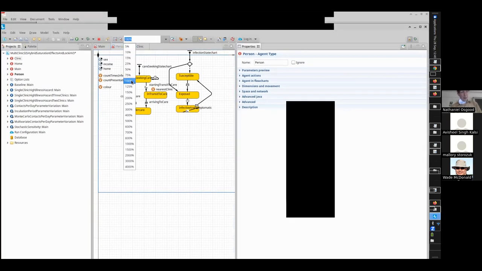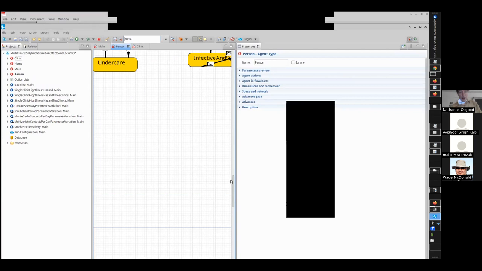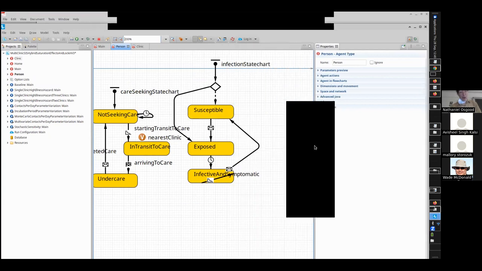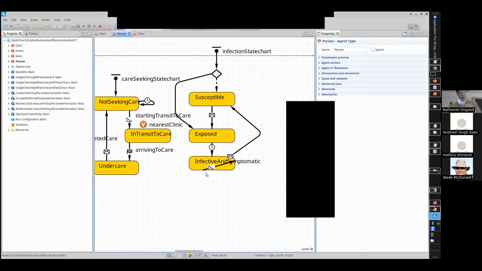where do you think we'd expect to find the logic that causes them to be affected by that message sent by the clinic that says you are cured? This is their possible states of infection. Where would that message affect them? Can anyone say? Yes, Tyler. Like under care, going to okay, that's a good idea.